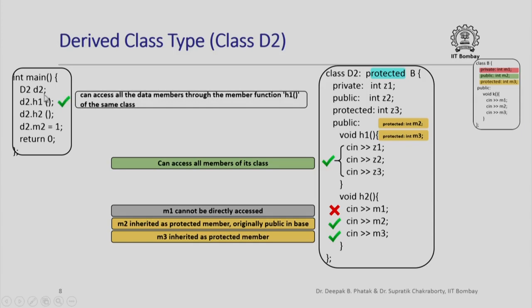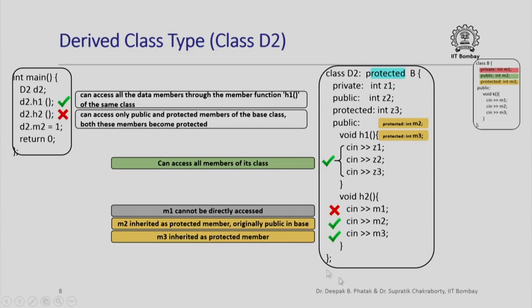Well, this is a public member function of the class D2, so I can certainly invoke it from the main program, and this function is actually trying to just access the data members defined within the class D2, so everything is fine here. What about D2.H2? H2 is a public member function of the class D2, so I can certainly invoke it from the main function. However, within the member function H2 I am trying to access M1, which is a private data member of the base class, so this is not allowed. So the compiler will complain that here you are trying to access a private data member of the base class, that is not allowed. What about this assignment?